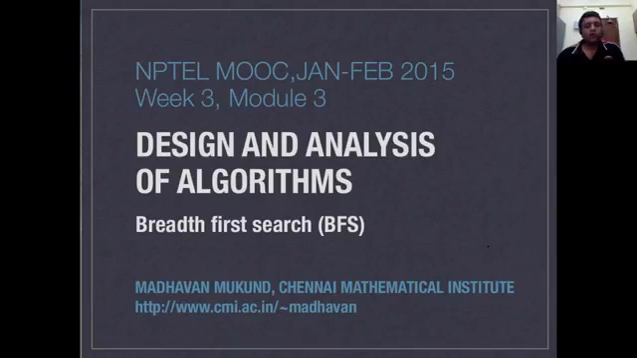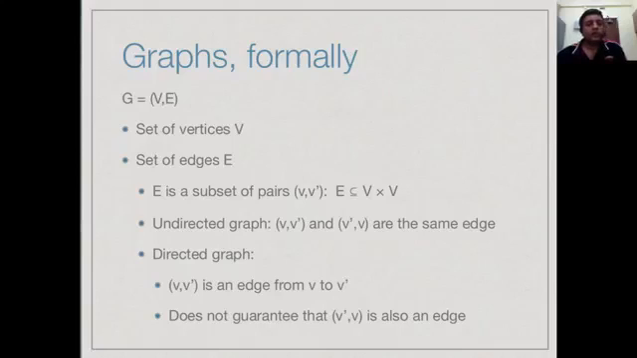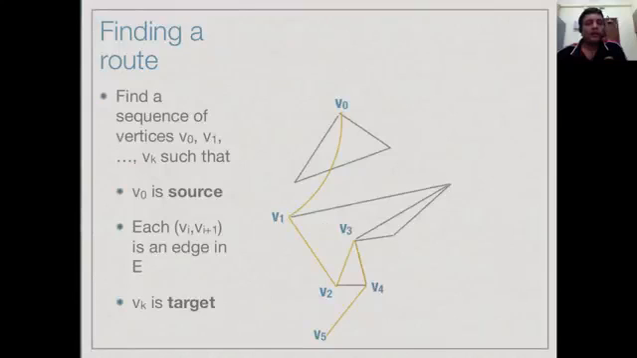So let's look at a formal algorithm to explore a graph. Recall that a graph consists of a set of vertices and a set of edges. The edges are the connections between the vertices. They may be directed or undirected. So if we look at an undirected graph, the problem we are looking at is to find out whether a source vertex is connected to a target vertex.